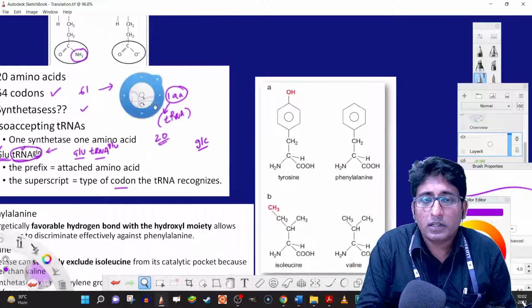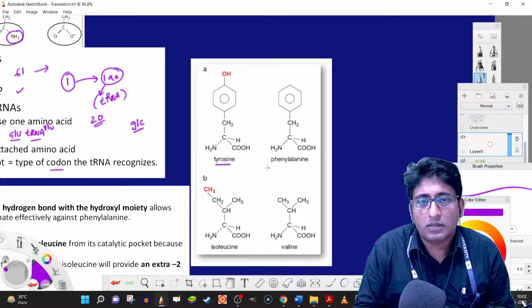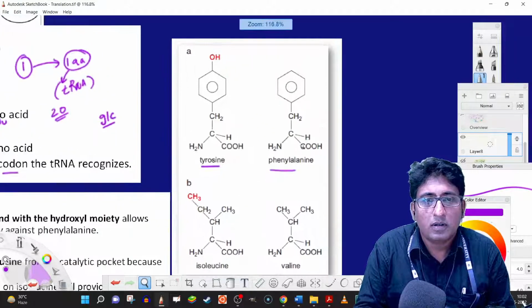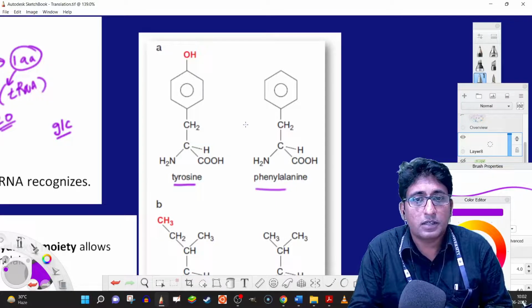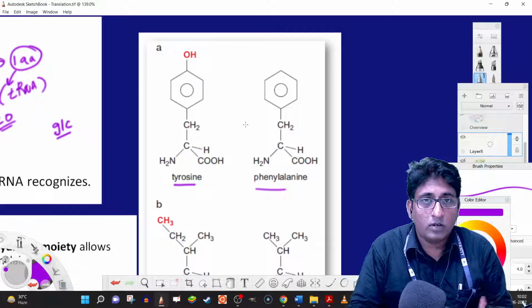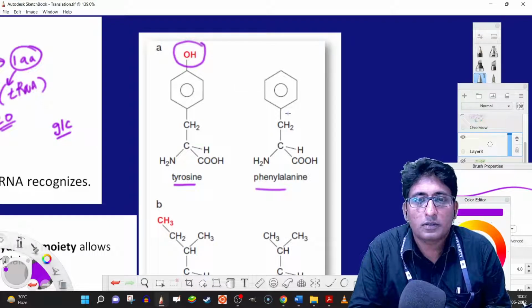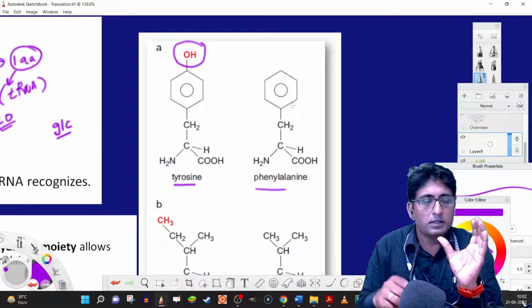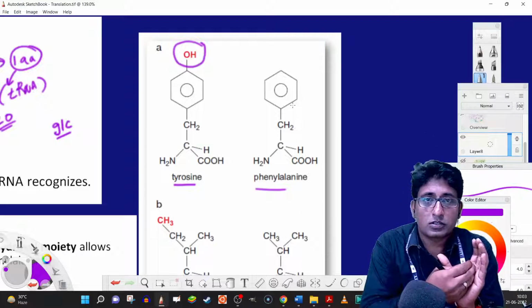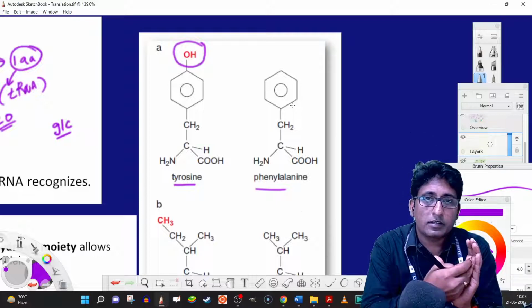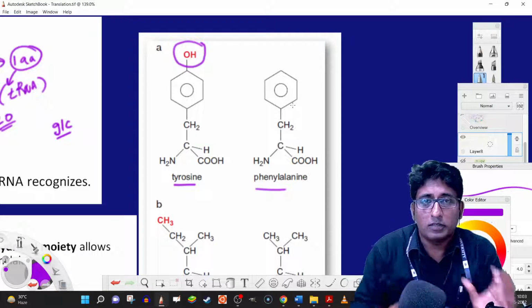And similarly, they can also have, say, phenylalanine and tyrosine. The difference is not big at all, and yet the particular tRNA synthetase can recognize if there is this OH present or not. And in the binding pocket, whether the OH can fit or not. OH is a charged group, or it can have interactions which may not be allowed into the binding pocket of the amino acid.